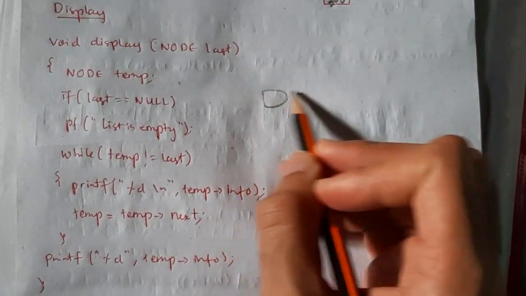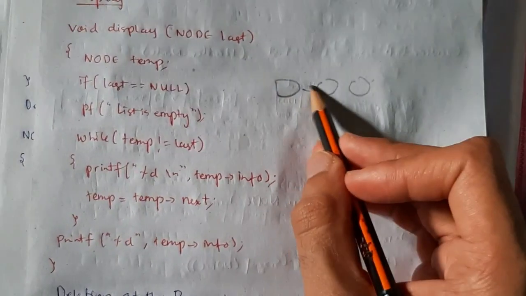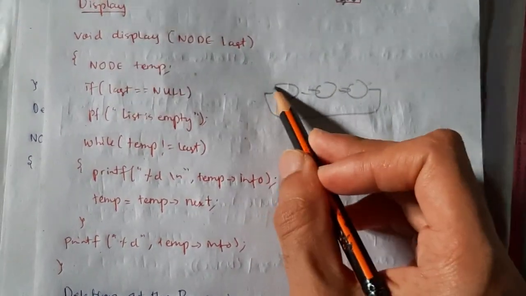Display function is the same. Suppose you have many nodes here, and you will just keep on displaying until it reaches the first node again.